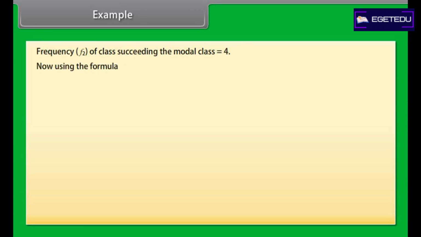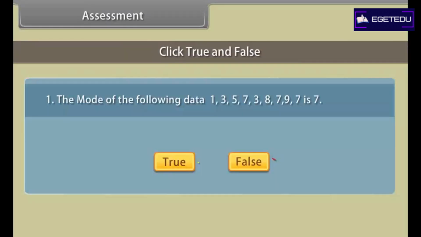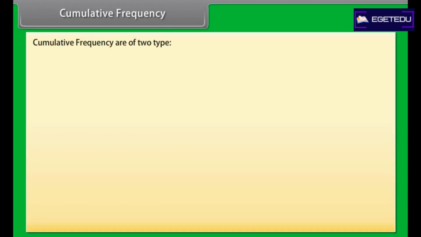Now, using the formula given below, L plus (F1 minus F0) divided by (2F1 minus F0 minus F2) multiplied by H, we will find the mode as 30 plus (9 minus 8) by (2 into 9 minus 8 minus 4) into 10 equals 30 plus 10 by 6, which equals 30 plus 1.67 equals 31.67. Cumulative frequency. Cumulative frequency are of two types.